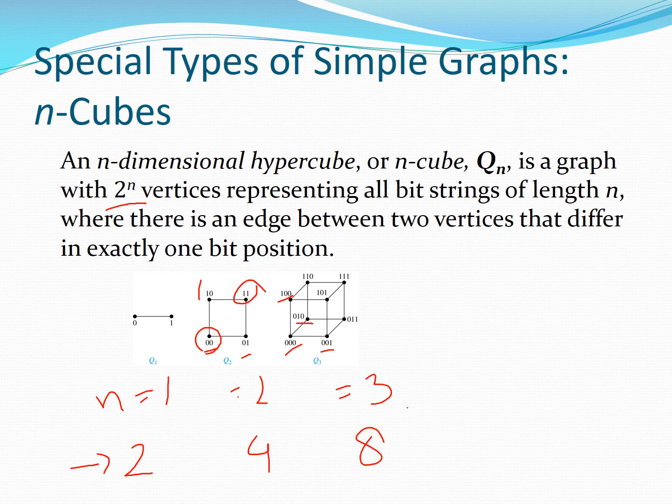So I want you to go ahead and check the third hypercube, Q3, and make sure that any two vertices that you pick differ by a single bit.